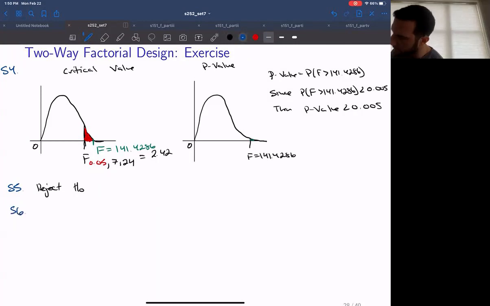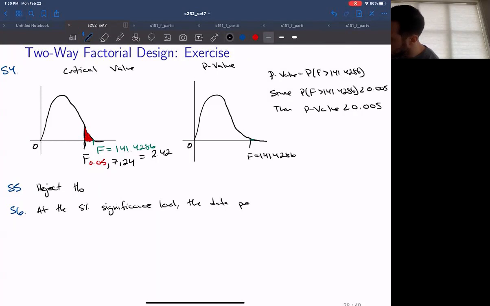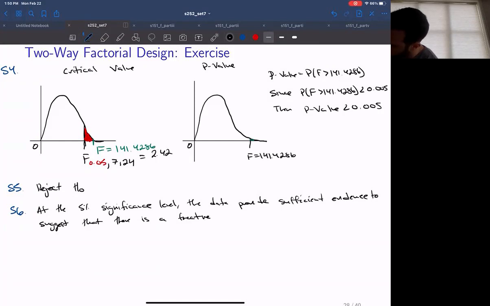And then on step 6, we can conclude at the 5% significance level, the data provide sufficient evidence to suggest that there is a treatment effect.